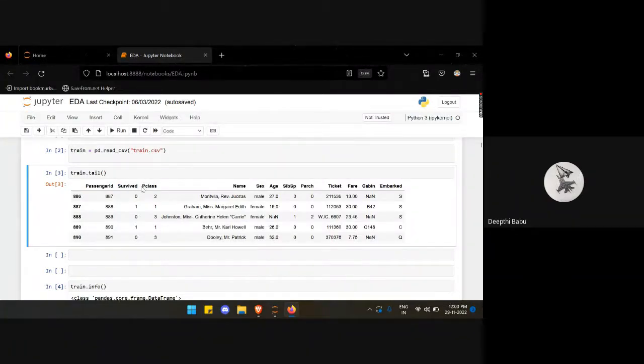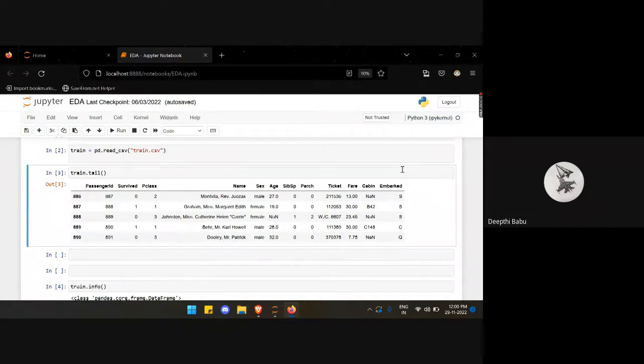The next one is what class they traveled in, and the name and the gender of them and the age, and whether they have siblings or other persons with them or not, and their ticket, their fare, their cabin and embark. Embark and P class are similar. For example, inside embark it's going to be S or C or Q. It's just like that.